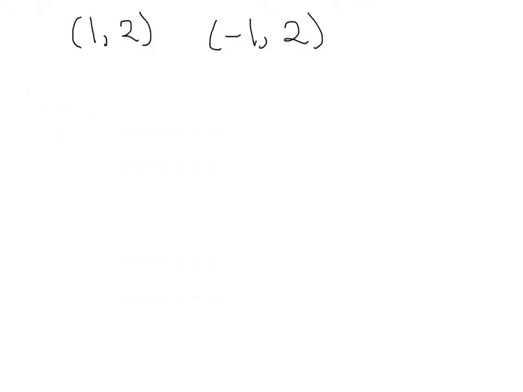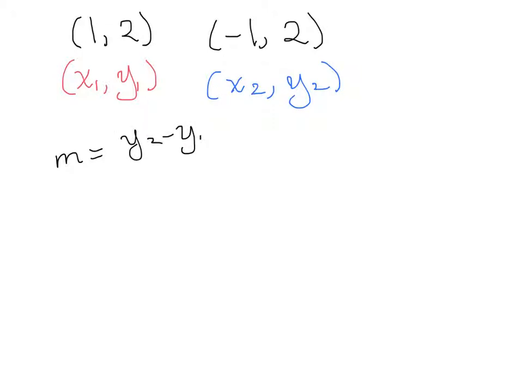In this example, I'm supposed to find the slope, once again, for a line that goes through the points (1, 2) and (-1, 2). Once again, I want to label one of these as x1, y1, and the other as x2 and y2. Again, I'll use the formula m is equal to y2 minus y1 over x2 minus x1. This is something that you should memorize. We're going to use this a lot, so remember this.